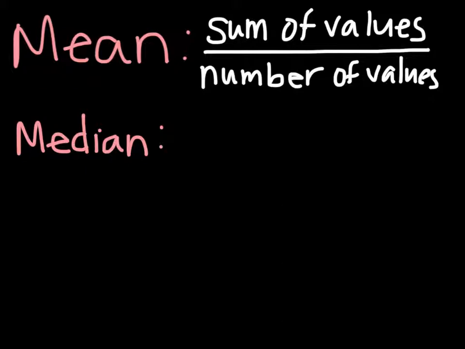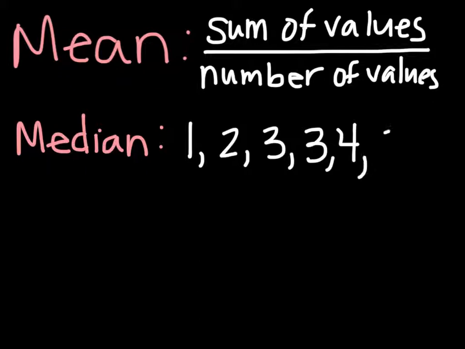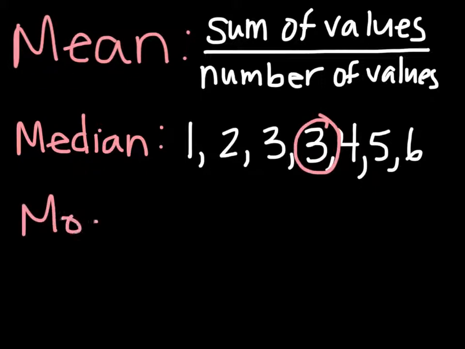For example, if we have a data set that includes 1, 2, 3, 3, 4, 5, and 6, the median is the number in the middle. So we would count 1, 2, 3, 4, 5, 6, 7 digits, and the fourth digit, or 3, would be our median. Finally, we come to mode.